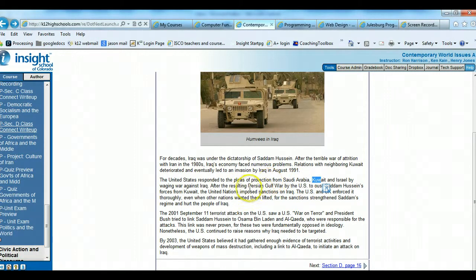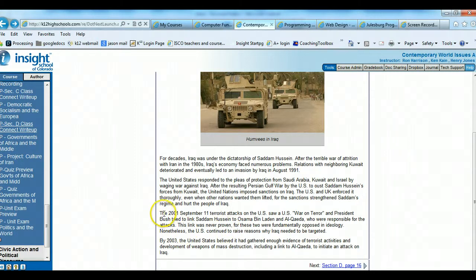So that's how we got involved in the Persian War. The reason we got involved is we wanted to get rid of Saddam Hussein's armies from Kuwait. So we wanted to get the Iraqis and Saddam Hussein out of Kuwait. That's why we got involved in the Persian Gulf War in the early 1990s.